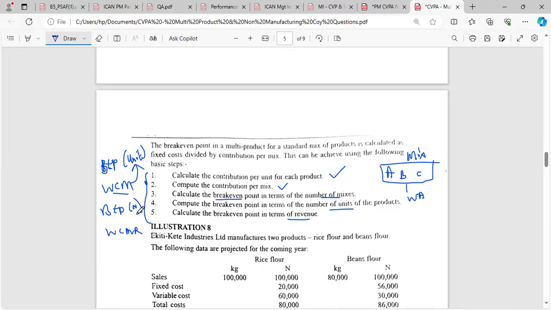Then, if I'm calculating for BEP in Naira, you know, we usually use contribution margin ratio. Just add weight to it. It's as simple as that. These are the 2 basic points. Every other thing is simple.